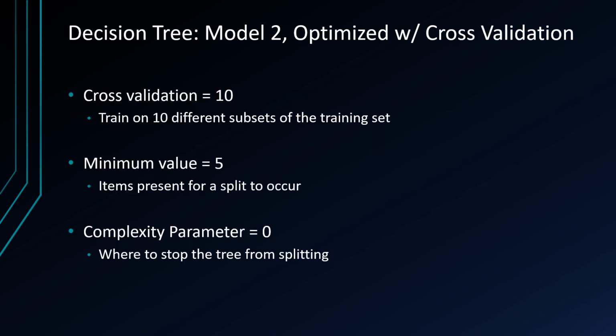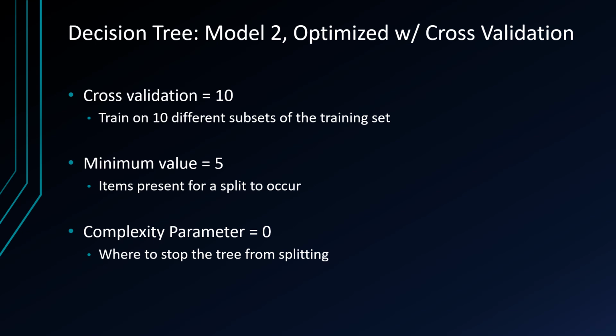To optimize the model's performance, a second was built with cross-validation equal to 10. Cross-validation is useful for enhancing the performance of a model by having it train on several different subsets of the training data. The minimum value, or how many items need to be present for a split to occur, was set to 5.